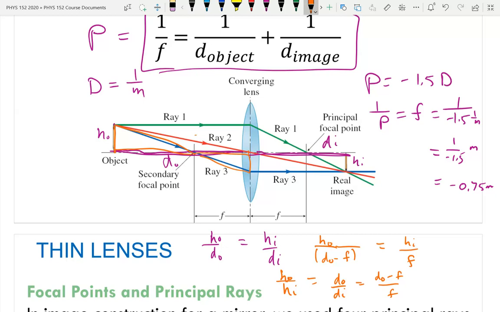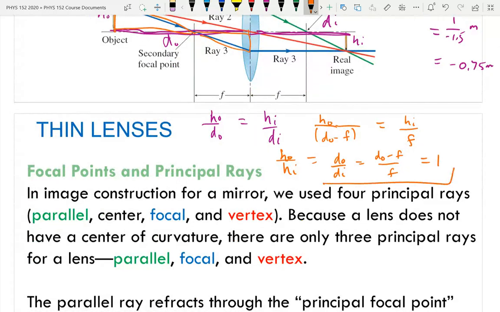So I calculate height object over height image for each of the two relationships. So that's equal to 1. And now I have an equation that I can solve. So I want to give everything a common denominator. I'm trying to remember what the easy steps for doing this are. But it's this equation here that then simplifies to our mirror equation or thin lens equation.